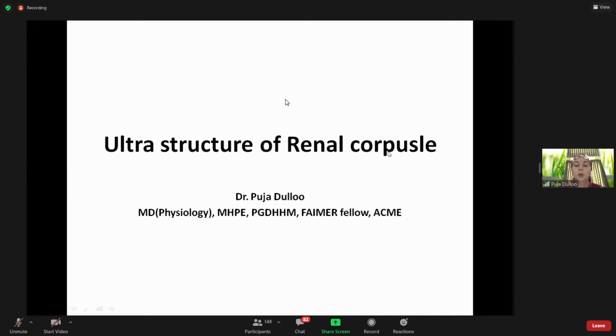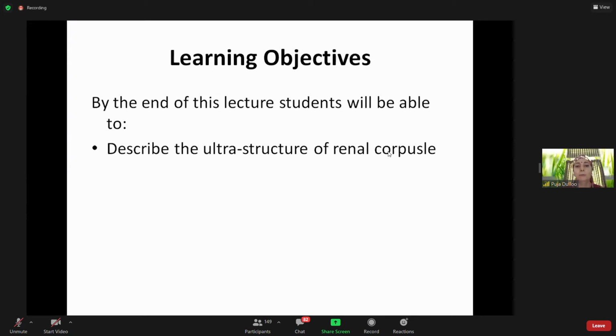Then the question can be about this function, specifically when it is related to the Malpighian corpuscle. Okay, so these are the two components that come to my mind right now, which are being asked as questions. Now we will be talking about the ultrastructure of the renal corpuscles.